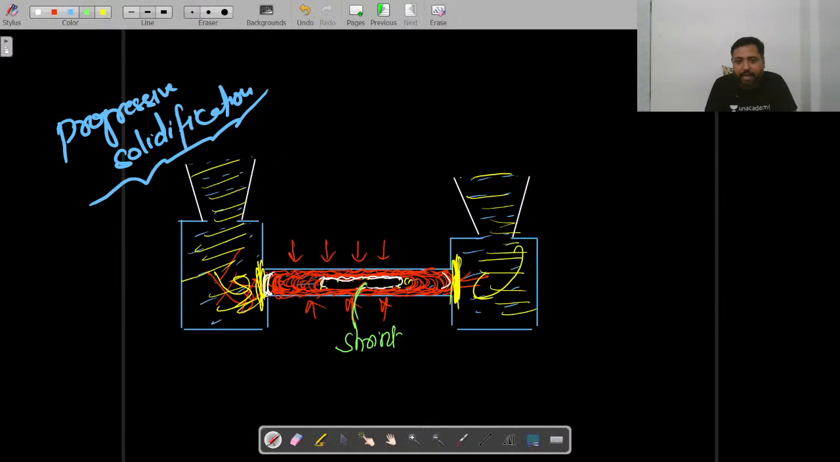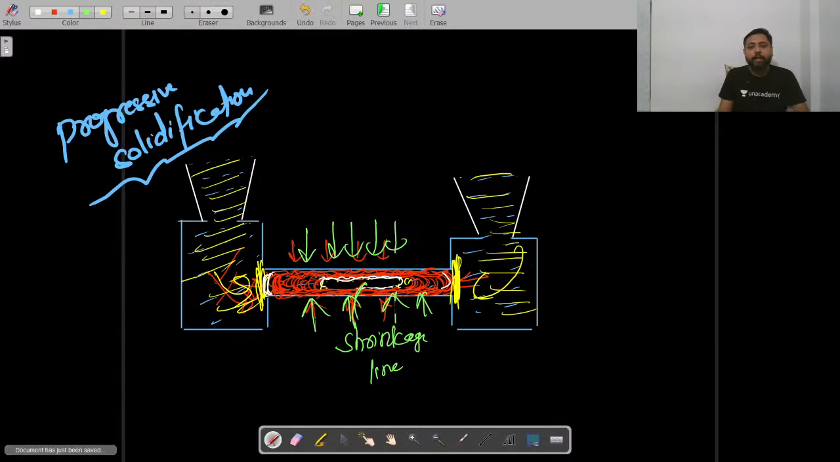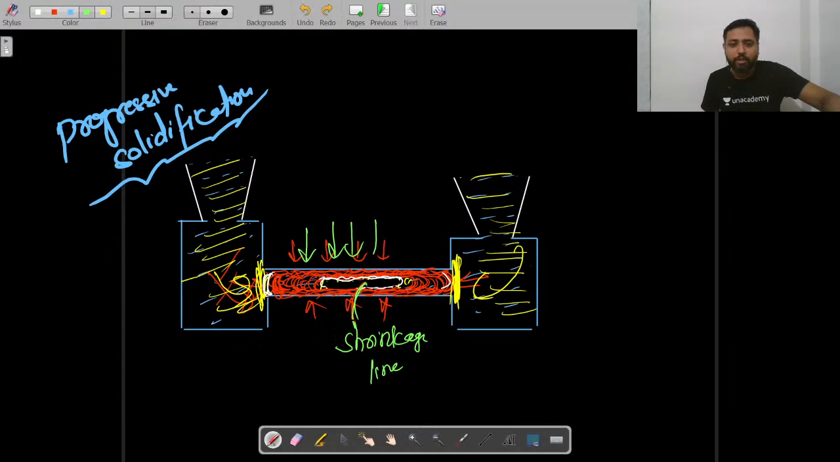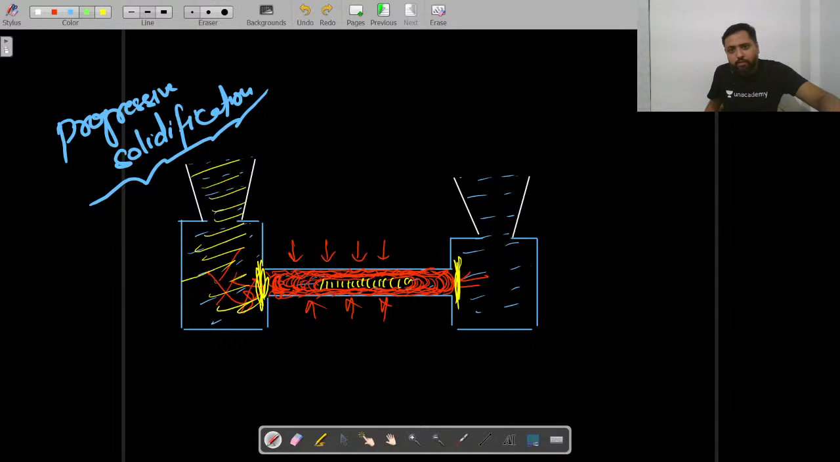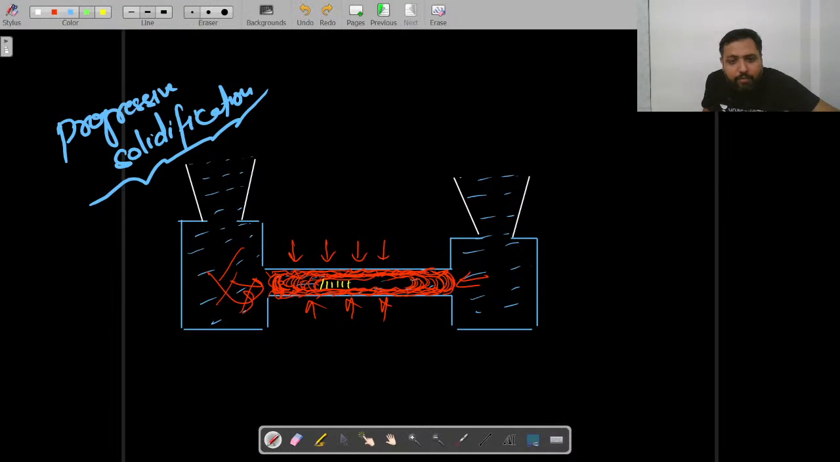And this shrinkage line cavity happened due to what? Due to this type of solidification, and that is what we call progressive solidification or parallel solidification, right? Because one solidification front started to move from this side, another from that side. Parallelly they were moving. So this progressive or parallel solidification will lead to a defect which I just discussed, called shrinkage line cavity.